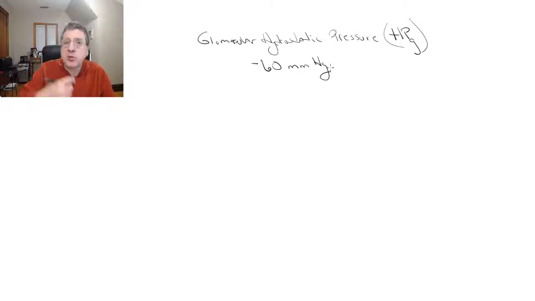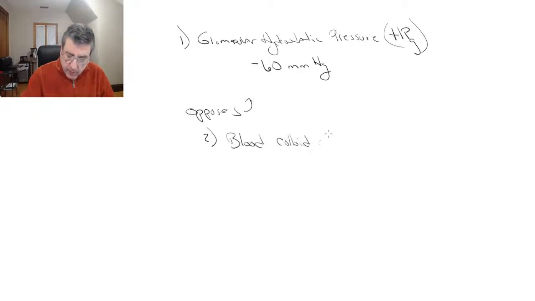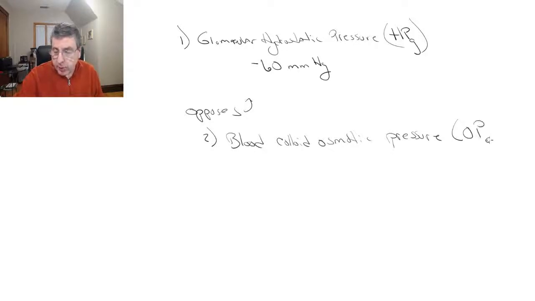Now, what opposes this? So this is your first one. The second one is your blood colloid osmotic pressure. And this is abbreviated osmotic pressure of the glomerulus, OPG. And this is relevant for the plasma proteins. So this is coming from the plasma proteins within the blood. So albumin would be a big factor in here.